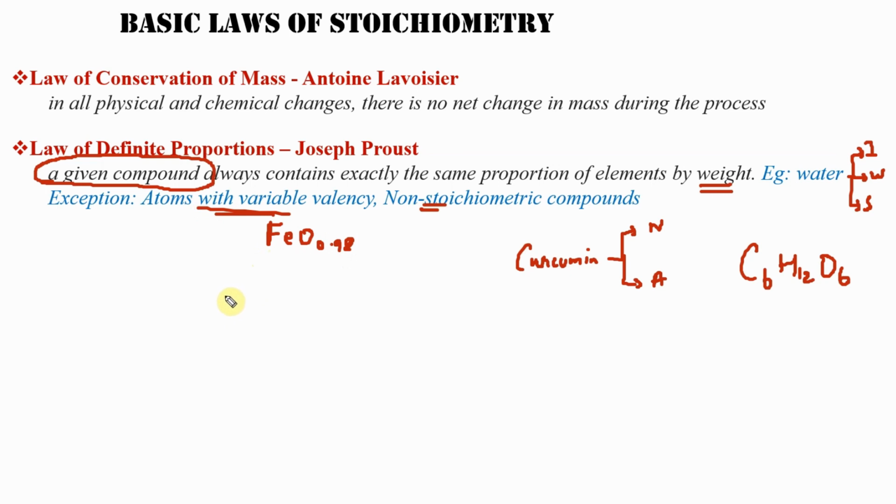So for example, let's take nitrogen: NO, NO2, N2O5. There is no way you can say this law is holding good in this circumstance, because the proportion of elements by weight, this is 14:16, whereas here it is 14:32, here it is 28:80. So they are different. So law of definite proportion will not hold good when there is variable valency or when there is non-stoichiometric. But otherwise, if you take the same compound, regardless of the source or regardless of the phase, this law holds good.